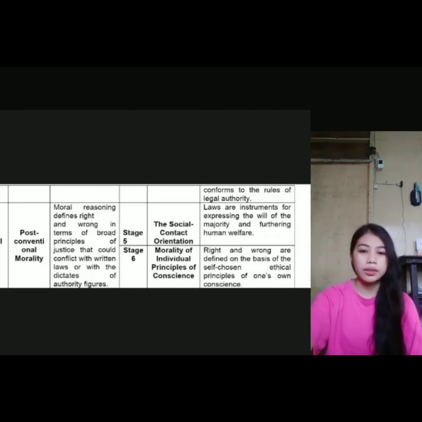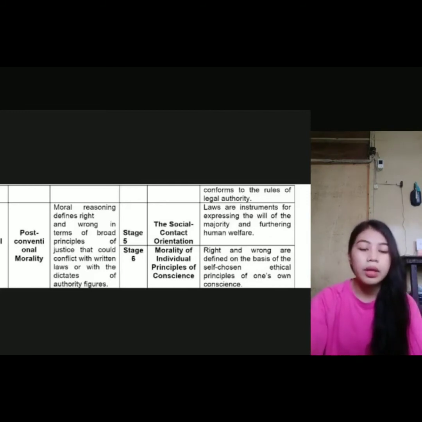So, in this stage, some people think that rules are good for human beings, but sometimes they should be disobeyed depending on the situation. And stage 6 is the morality of individual principles of conscience, where right and wrong are defined on the basis of self-chosen ethical principles of one's own consent. So, therefore, in this stage, people develop their own guidelines and laws, but sometimes these fit the law of the government, but sometimes do not fit with the laws.